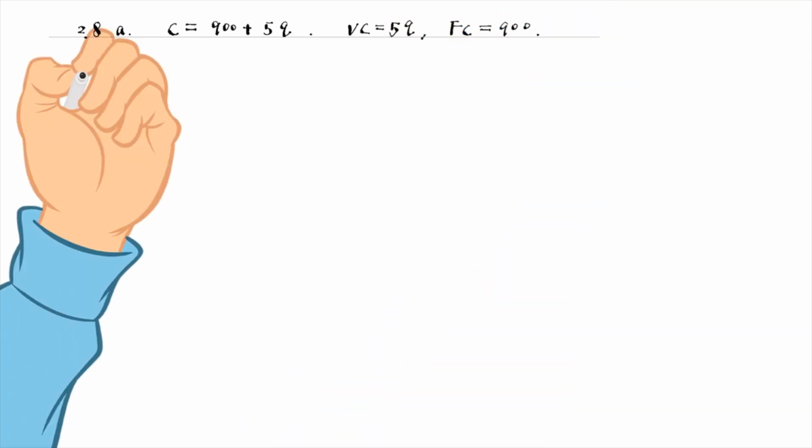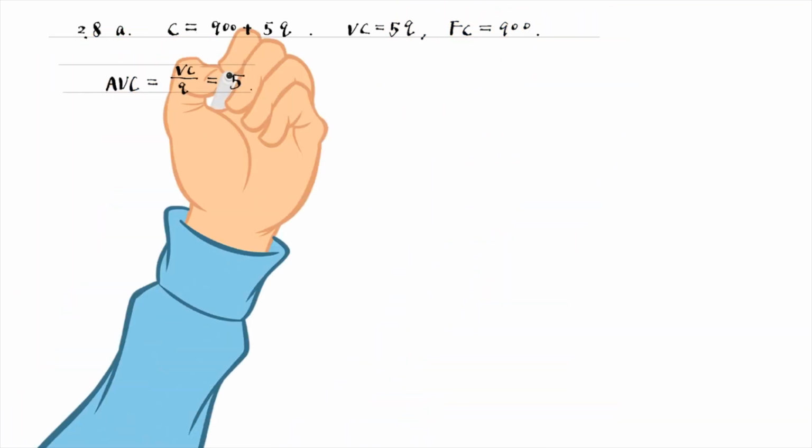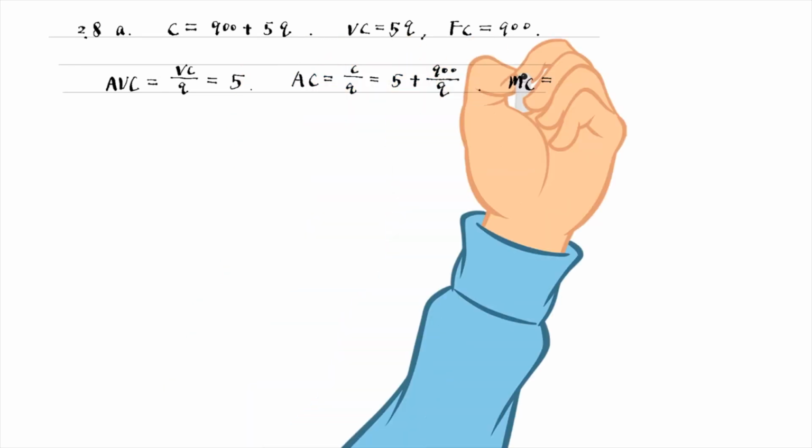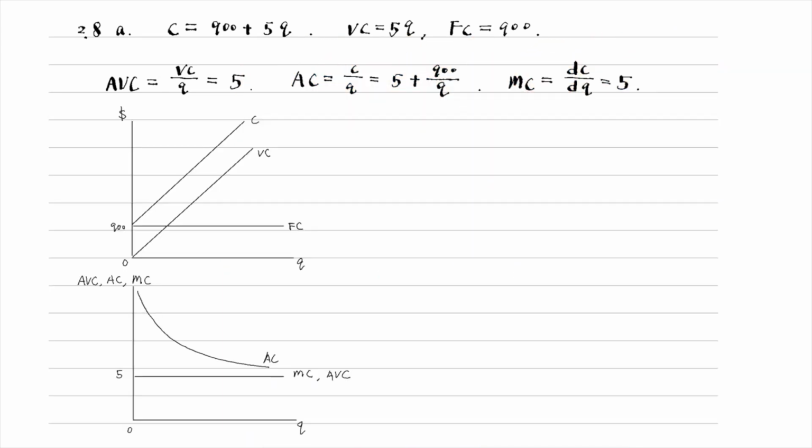We calculate the average cost, the average variable cost, and the marginal cost. The curves are as follows.